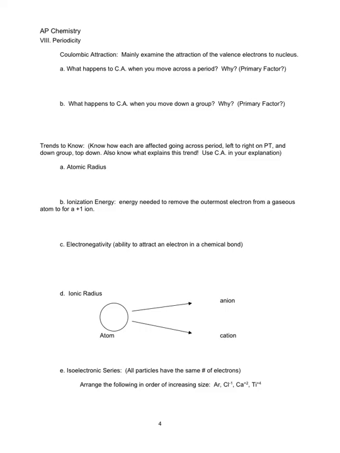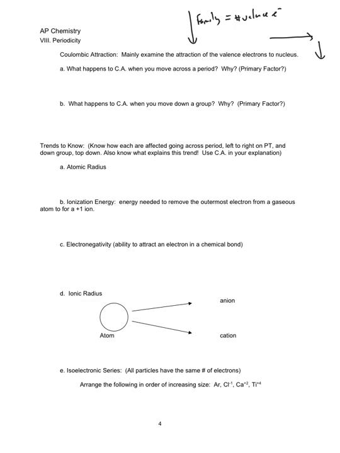All right, today's lecture is going to be a review of periodicity. Periodicity is looking at elements that are in the same family tend to share the same properties, and that's because they tend to share the same number of valence electrons. But not only that, but also looking at what happens to some properties of elements as we go across the periodic table and when we go down the periodic table.